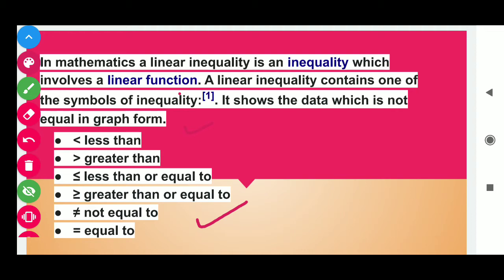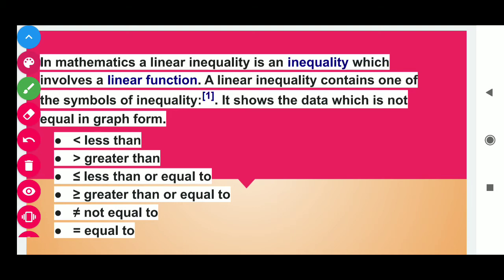Students, you can see the inequalities. First one is less than, second is greater than, third is less than or equal to, fourth is greater than or equal to, fifth is not equal to, and last one is equal to. These inequalities are used in this chapter, Linear Inequalities. So students, the chapter contains a linear function and uses the inequalities as symbols.